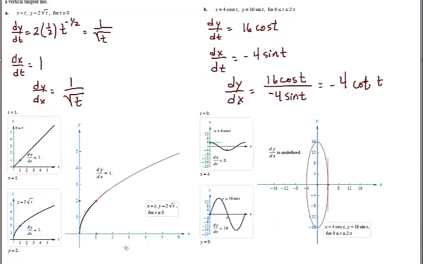And looking at the graphs of these, you can see our x and y in terms of t only, and this graph is y in terms of x. It's interesting to note this sine and cosine function. Notice that it is the equation of an ellipse with my slope at any point along the curve being negative 4 cotangent t.